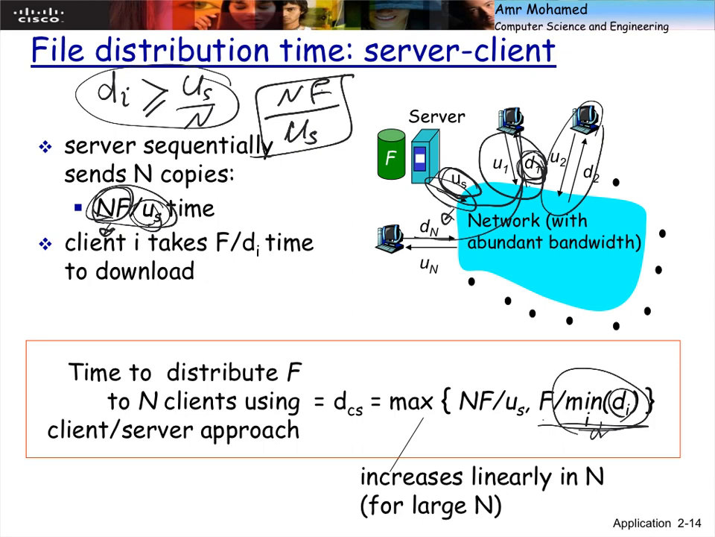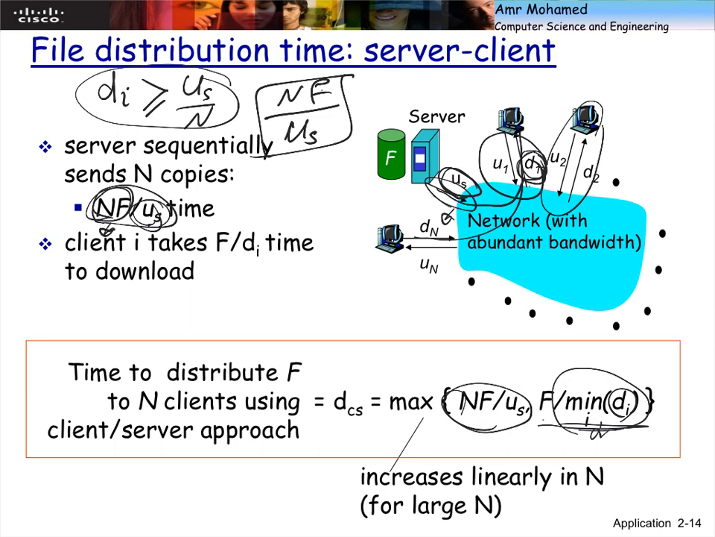So this time will happen to be more than the time that the server will spend to send to all the clients. And remember, DI here corresponds to US over N, right? Because it's less than US over N. So in that case, this particular client will be the constraint for the distribution time. In that particular case, when DI is less than US over N.